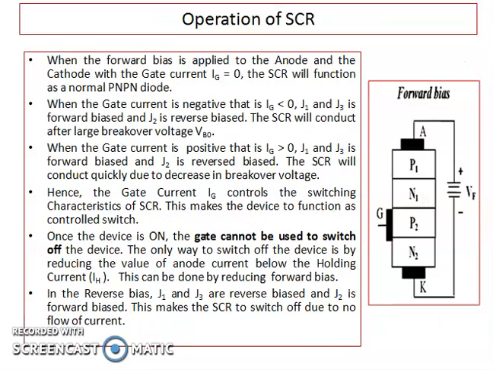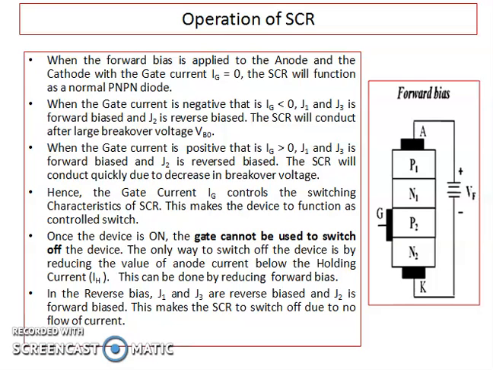Next we see the operation of SCR. When the forward bias is applied to the anode and the cathode with the gate current Ig equal to 0, the SCR will function as a normal PNPN diode. When the gate current is negative, that is, if Ig is less than 0, then junctions J1 and J3 are forward biased and junction J2 is reverse biased. Now the SCR will conduct only at a large breakover voltage VBO. That is, we have to apply a voltage called the breakover voltage, over which it will start to conduct.